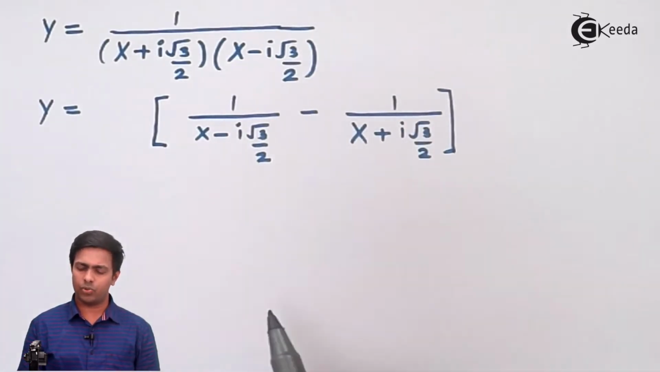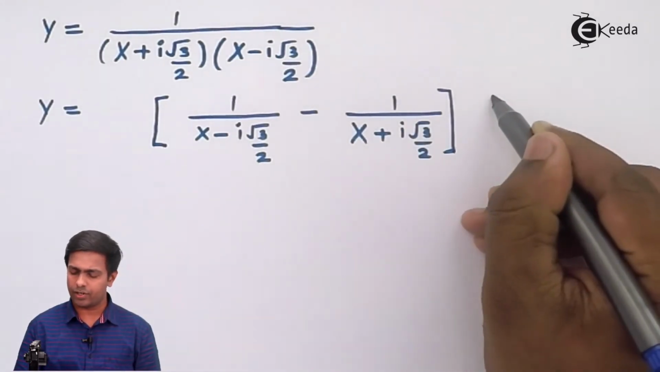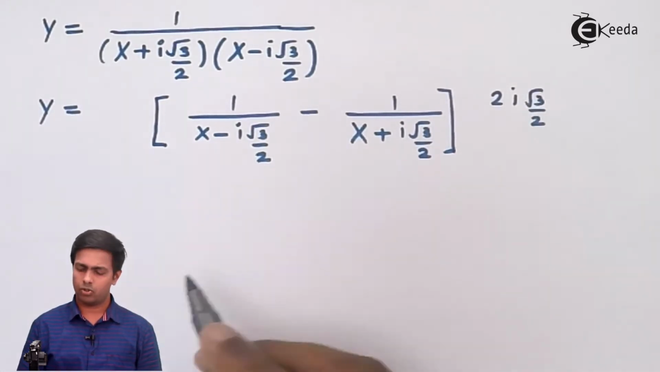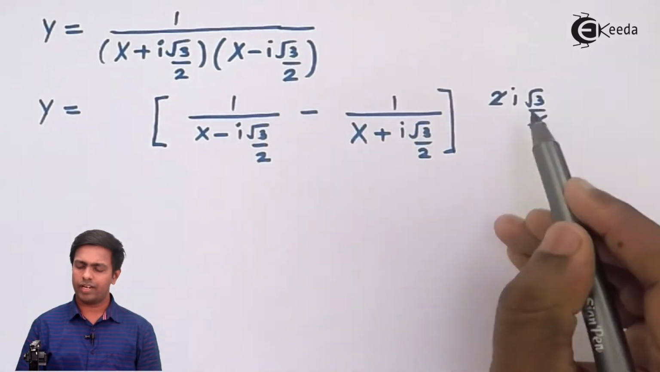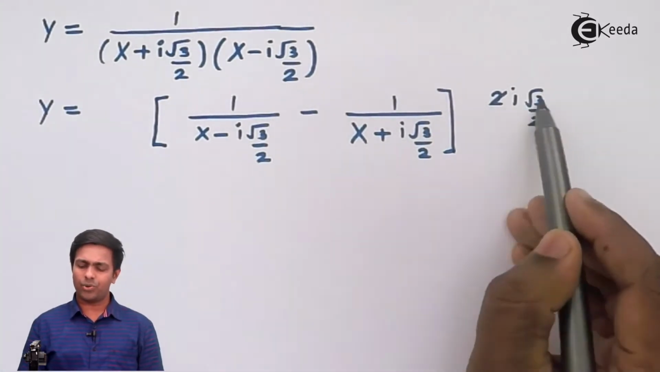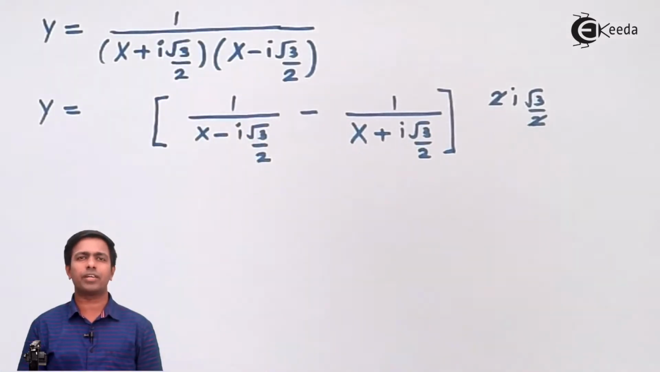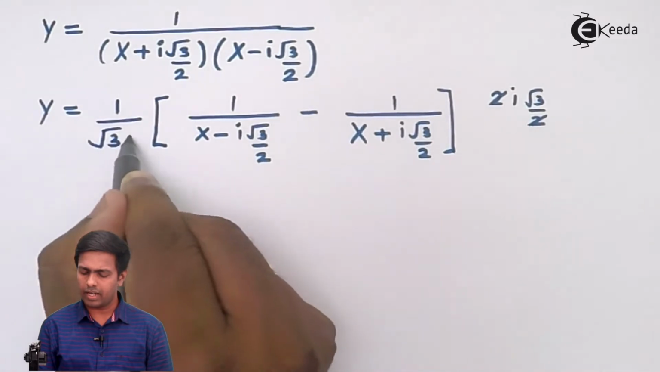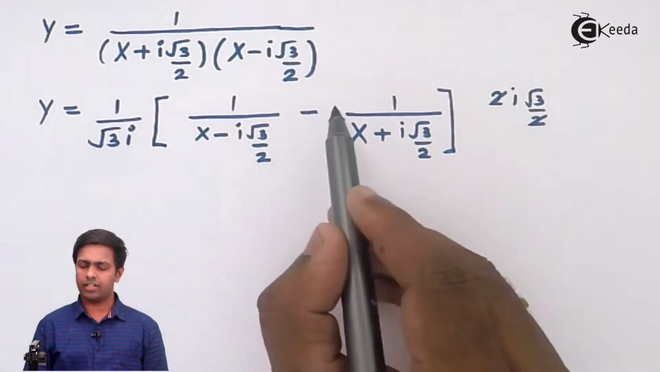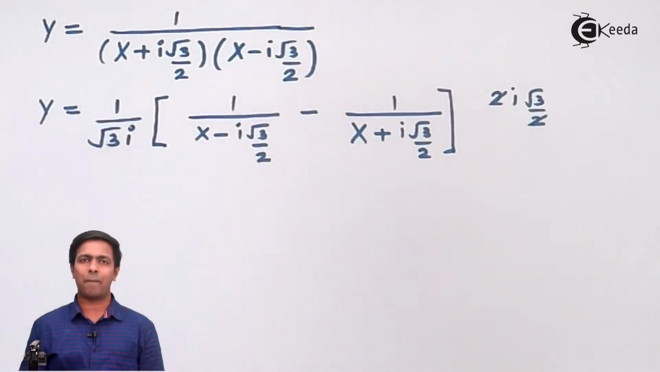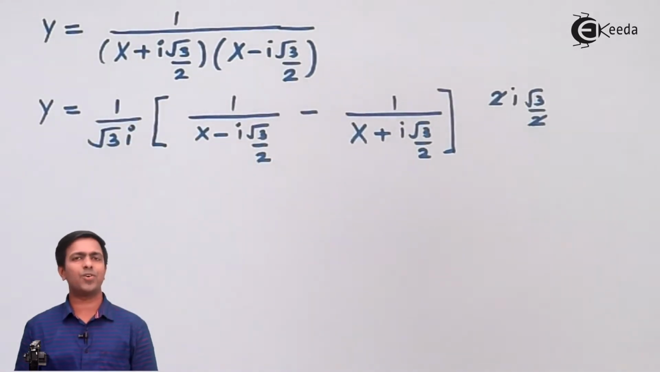So by cancelling 2 and 2, we will get i into root 3 in the numerator. Now guys, we don't want i into root 3 in the numerator, we want 1 in the numerator. And for that, I will divide here with root 3 i. So the root 3 i and the root 3 i of the numerator will be cancelled and we will get this term back. So guys, this is the value of y.